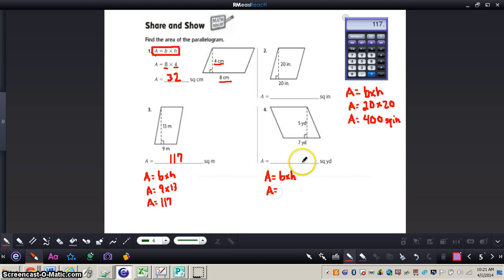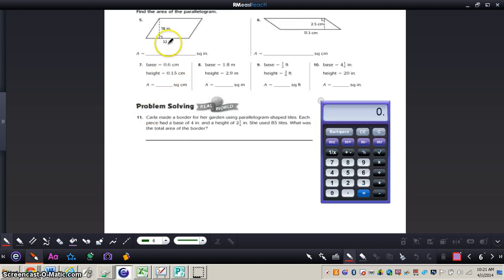We're going to rewrite this, plugging in the number 7 times 5. And then area equals 35. 7 times 5 is 35, so area equals 35 square yards. Okay, now what I want you to do is find the area of these two parallelograms, numbers 5 and 6.